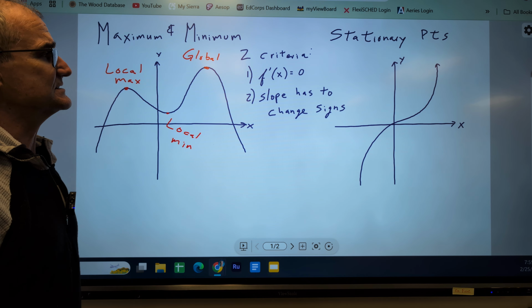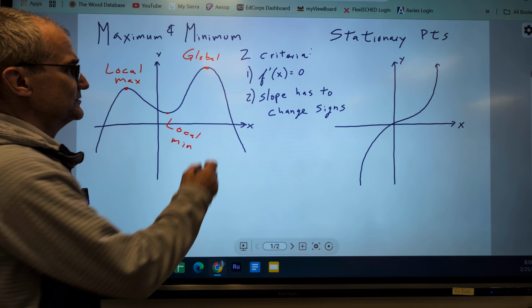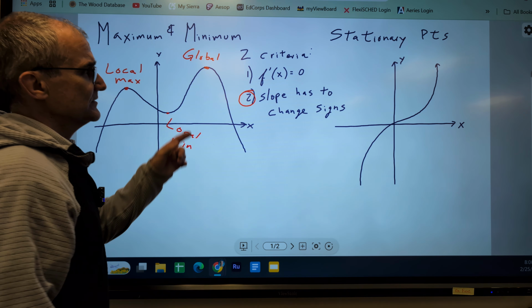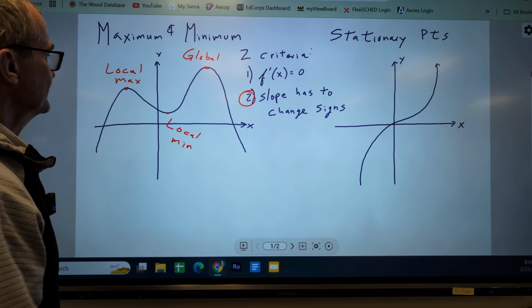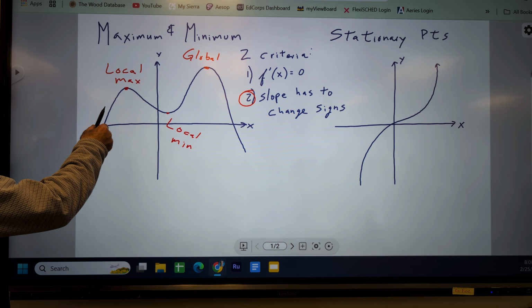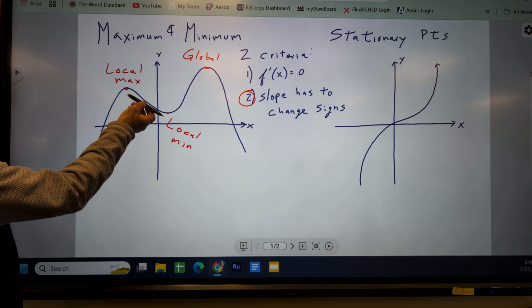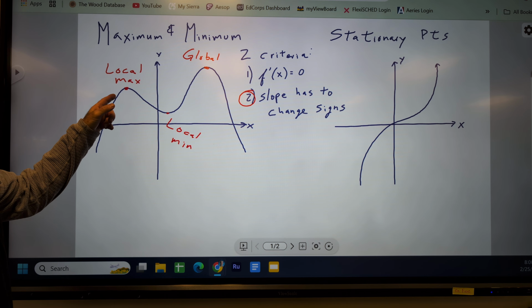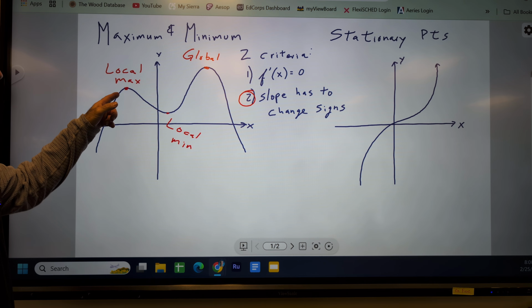But there's also a second criteria to figure out if it's a max or min, and this is an important one to note. The slope has to change signs. So right here again, that slope is positive, I get to 0, and then the slope is negative. So the slope changes signs on either side of the derivative equaling 0.